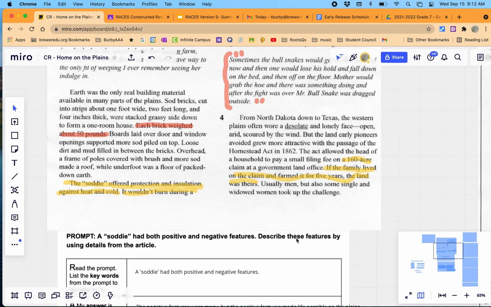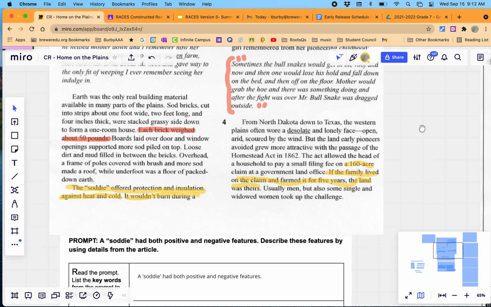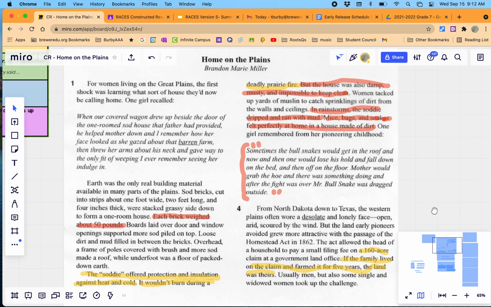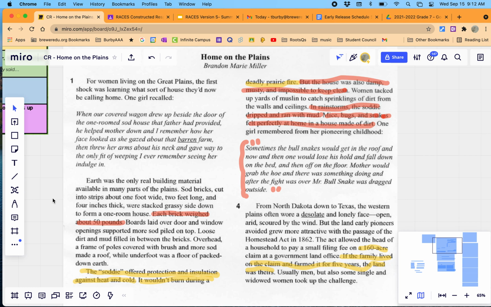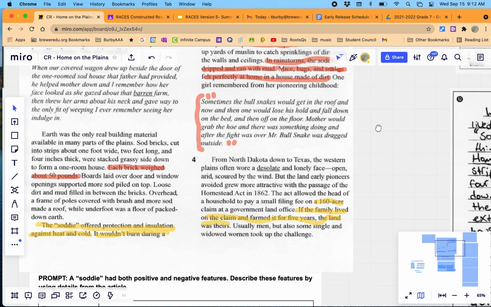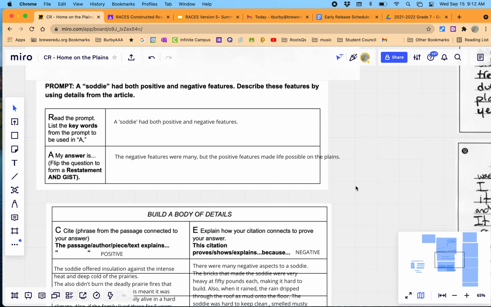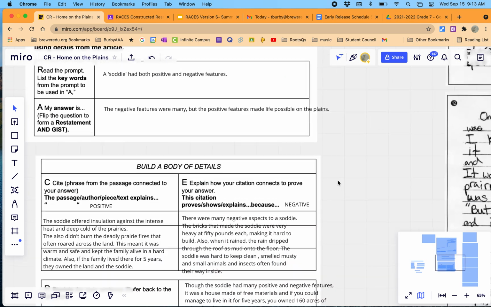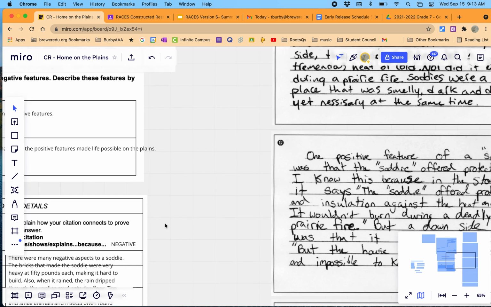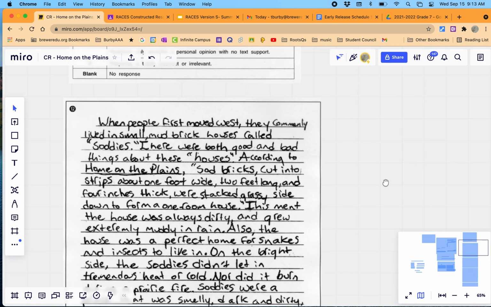Then you look at what they want. In this case, they wanted positive and negatives of a soddy. So you go back and you hunt for them, and you highlight or you underline or you circle. You write on the actual reading. That's essential. You have to have a copy you can write on or highlight on a computer. And then when that's done, after you've written it all, you just copy and paste all of this into a document and you're done. Or you write it on paper, I guess, and that's another thing you do.